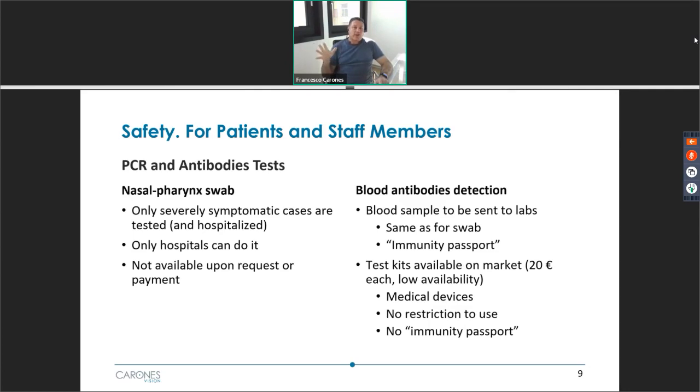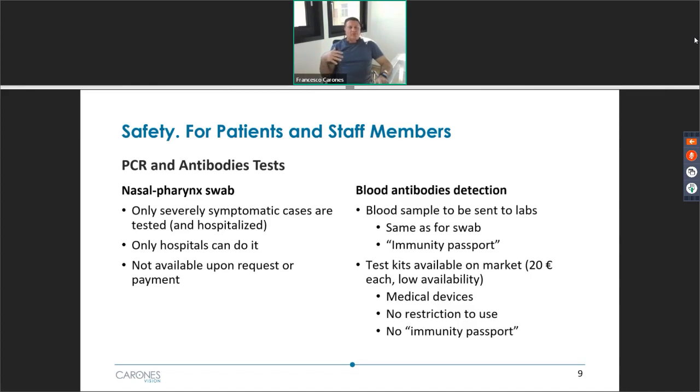But also, what we have on the market, I think everywhere up to now, are those kits, those tests like this, where you can just do, I'm making a joke, a pregnancy test looking like a test for screening the patients or the staff at a relatively low cost. These are medical devices only, so the public cannot have them done unless in a medical practice. So there's no restriction to use this for now. And obviously, there is no way of providing any immunity passport.